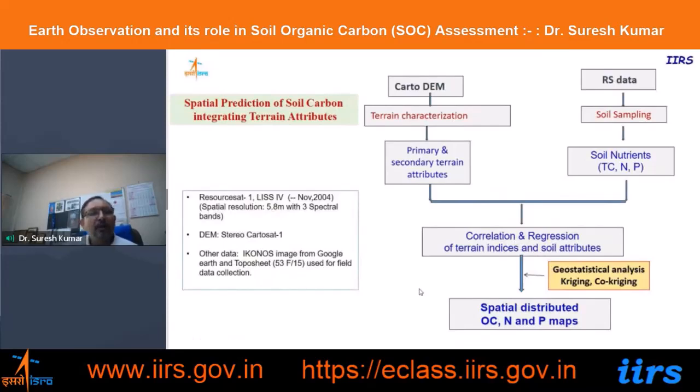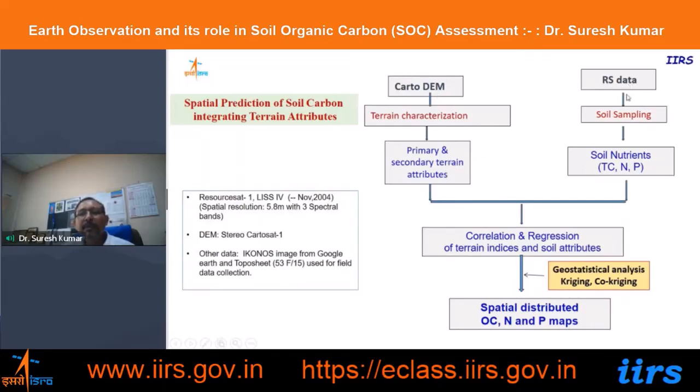We also tested how we can use geostatistical techniques for mapping soil carbon. Here we simply used Resourcesat satellite data with 5.8 meter resolution. We also used a digital elevation model, DEM, and from the DEM we generated terrain characteristics. We were working in hilly terrain, assessing how digital elevation or terrain characteristics govern the variability in soil carbon. So we derived primary and secondary terrain attributes, such as slope, terrain wetness index, SPI and other wetness indices from the DEM.